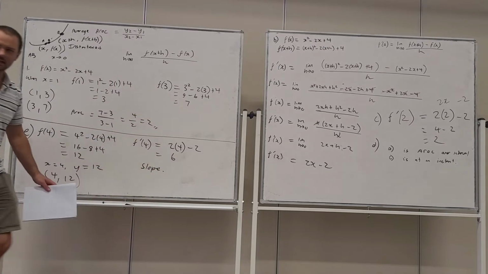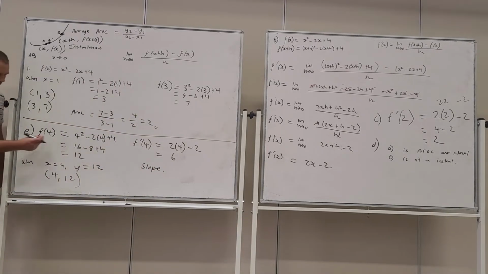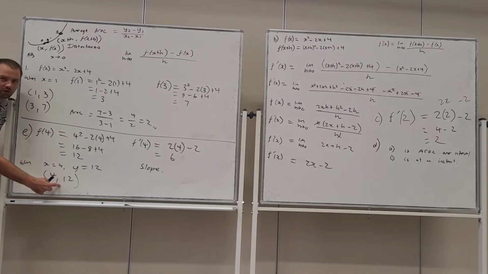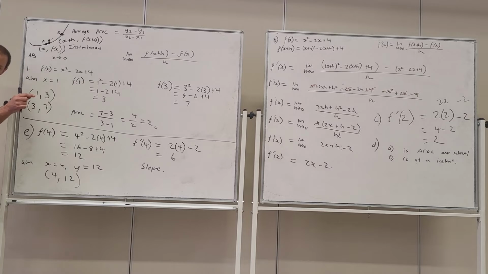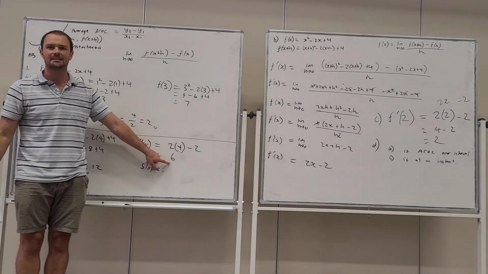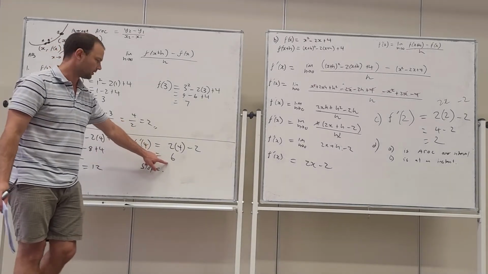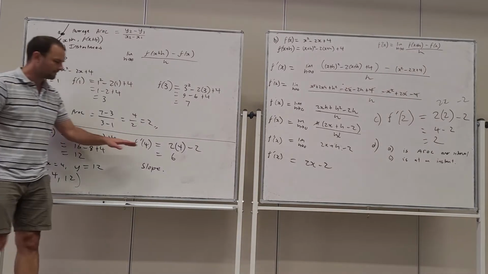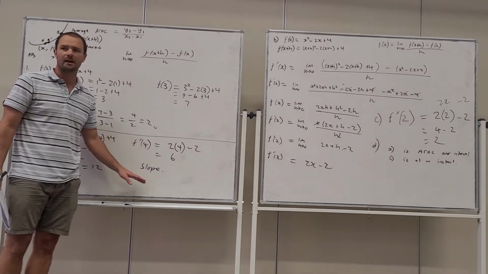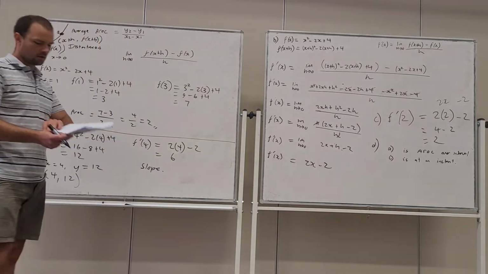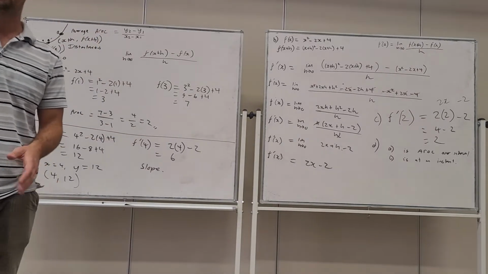Okay, so to answer, when x is 4, y is 12. That's a coordinate. That's a point on the Cartesian plane that lies on the curve. And the slope is 6. That's how steep it is at that point. So f of 4 tells us the y value when x is 4. F dash of 4 tells us the slope, the gradient, the steepness, the instantaneous rate of change at that point. Okay, wonderful. Let's turn the page.